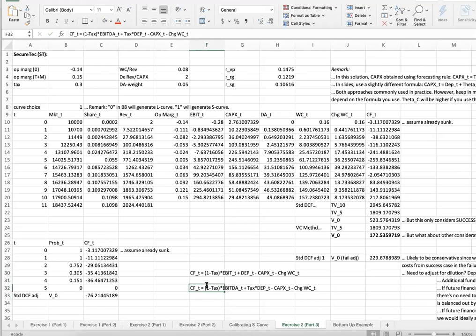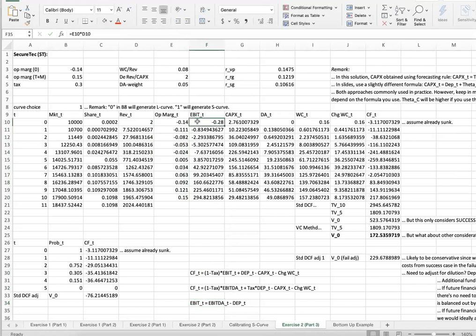The one you use just usually depends on how you defined your margin number here. If you define it as EBITDA divided by revenue, use this version of the formula. If you define it as EBIT divided by revenue, then use this version of the formula. The difference between EBITDA and EBIT is that EBIT is equal to EBITDA minus depreciation, right? So EBIT is basically after subtracting depreciation from EBITDA.